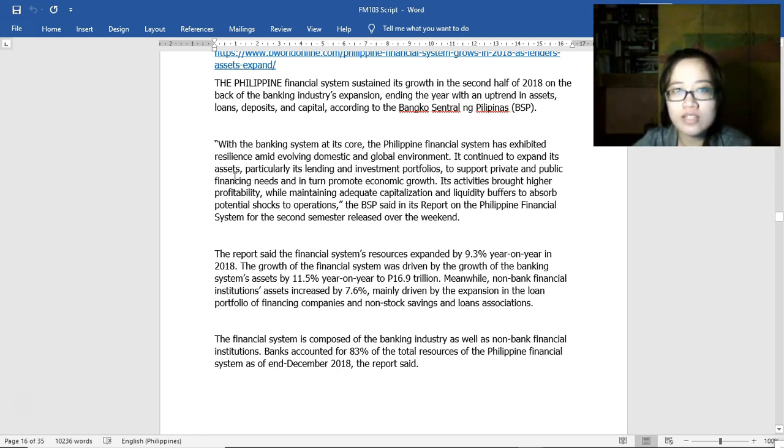It continued to expand its assets, particularly its lending and investment portfolios, to support private and public financing needs and in turn promote economic growth. Its activities brought higher profitability while maintaining adequate capitalization and liquidity buffers to absorb potential shocks to operations, the BSP said in its report of the Philippine financial system for the second semester, released over the weekend.